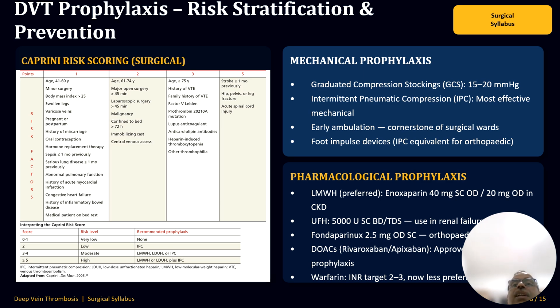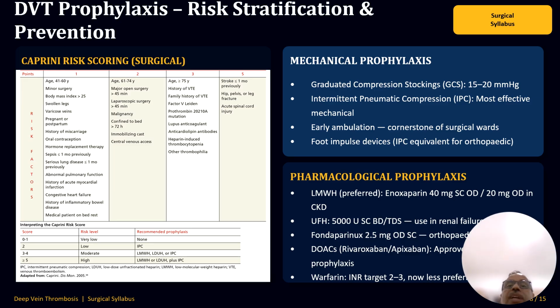The second mechanical prophylaxis is intermittent pneumatic compression or IPC, which is one of the most effective mechanical ways of prevention of deep vein thrombosis in a high risk case. Early ambulation, needless to say, is one of the most important ways of preventing a deep vein thrombosis, and it's a cornerstone in a surgical patient who has just been operated. And foot impulse devices, which are the IPC equivalent for orthopedic patients, can also be used.